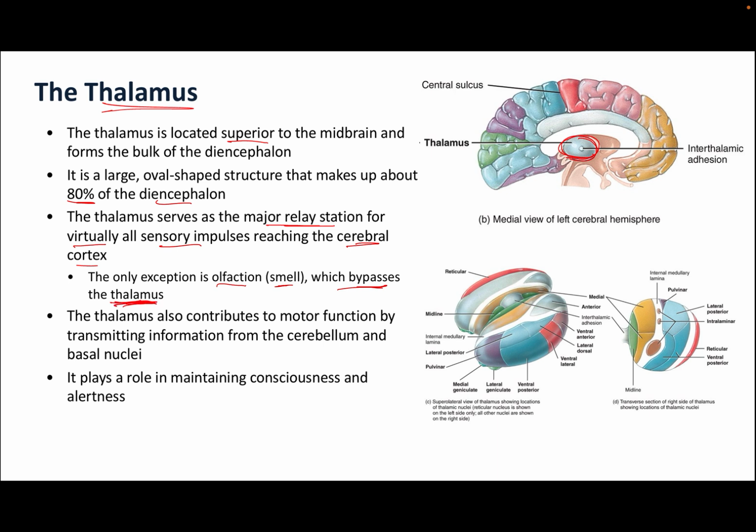Now, the thalamus is also going to contribute to motor functions, and it does this by basically transmitting information from the cerebellum to the basal nuclei. And it's also going to play an important role in consciousness and alertness as well.